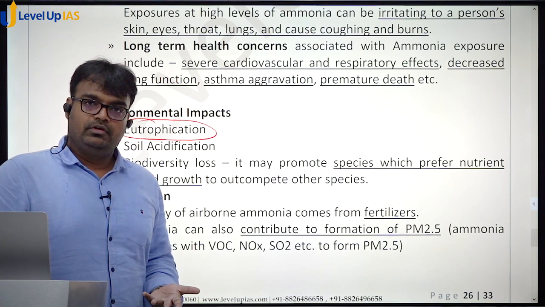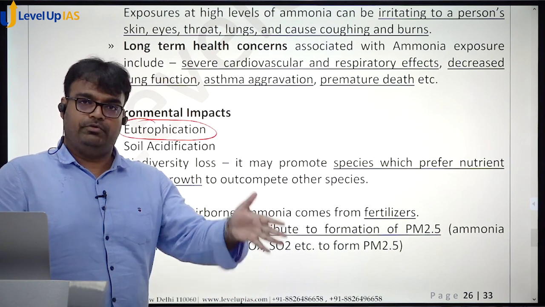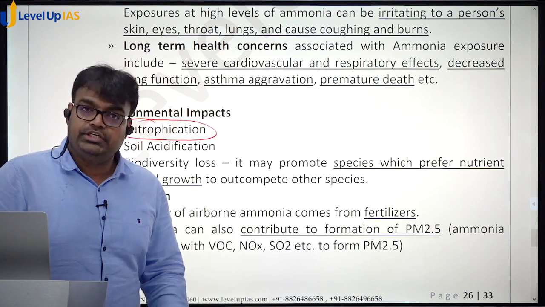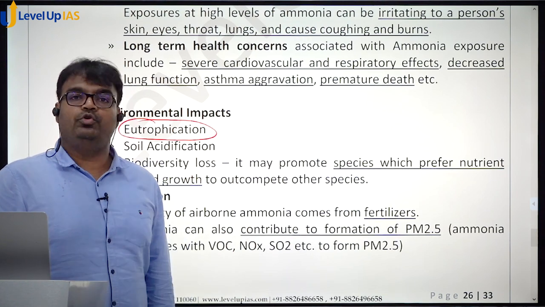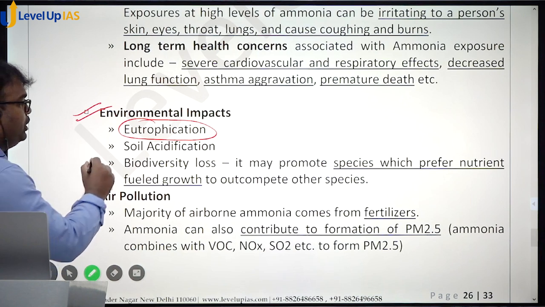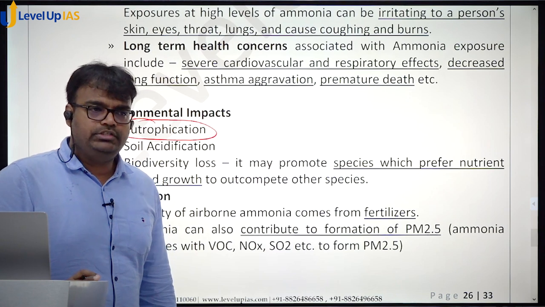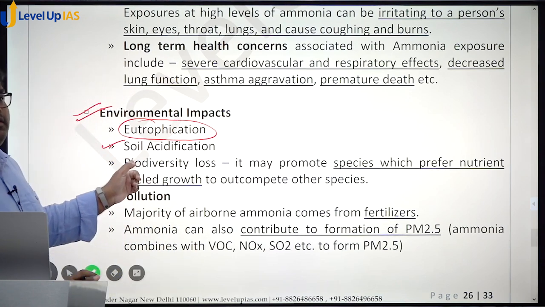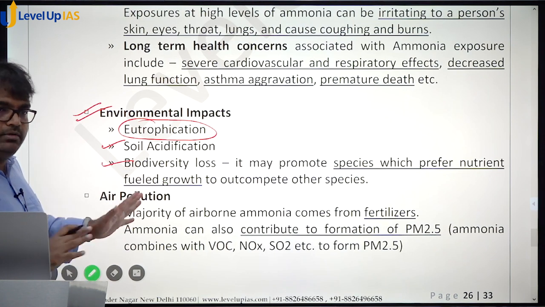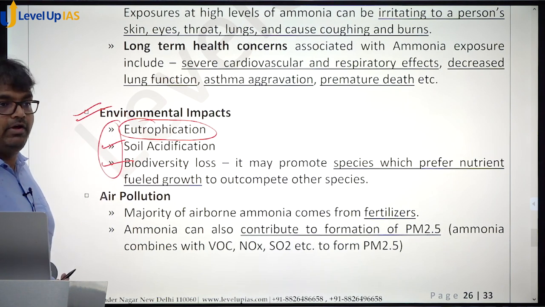Eutrophication was a lot of trophic activity happening, meaning a lot of algae getting formed, which prevents sunlight from entering the water body, eventually leading to deoxygenation, leading to ending of photosynthesis, leading eventually to problems for the water body. Then soil acidification. Ammonia and nitrogen compounds getting into the water bodies and the soil, nitric acid wagera form ho sakta hai, that problem. Then eventually biodiversity loss. So these are different ways in which ammonia can impact the environment.